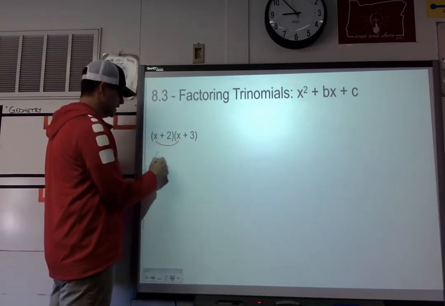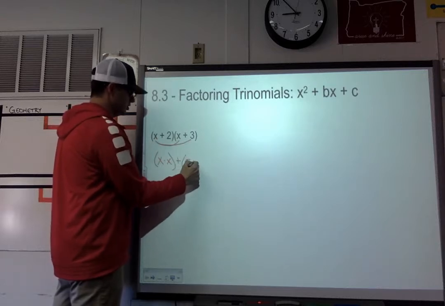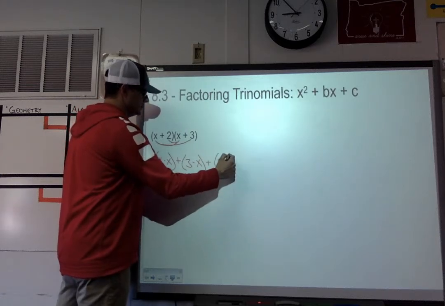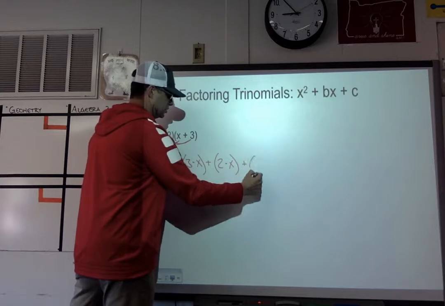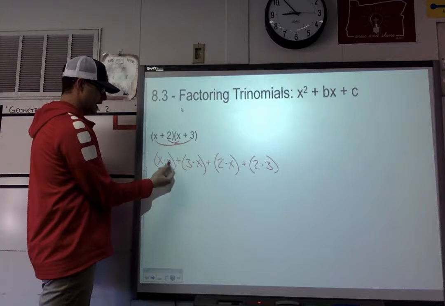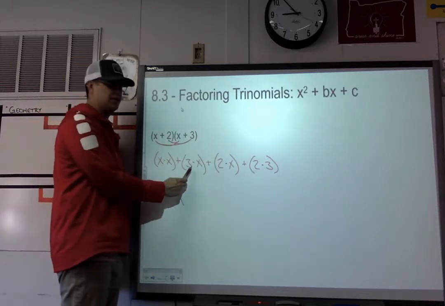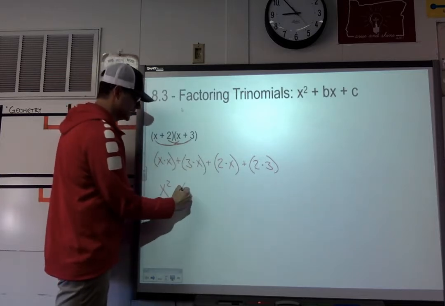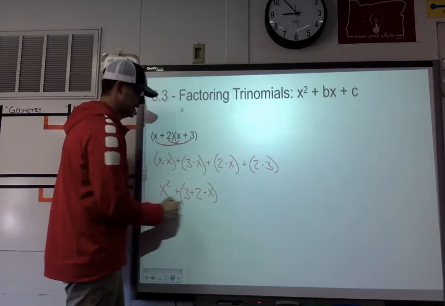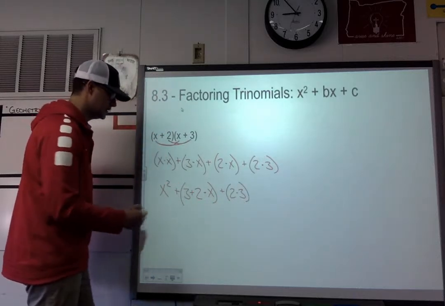We do x times x plus 3 times x plus 2 times x plus 2 times 3. Now, here, x times x, we're going to get x squared plus, we can rewrite this. 3 times x plus 2 times x can be rewritten as 3 plus 2 times x, and then we're still multiplying 2 times 3 at the end.